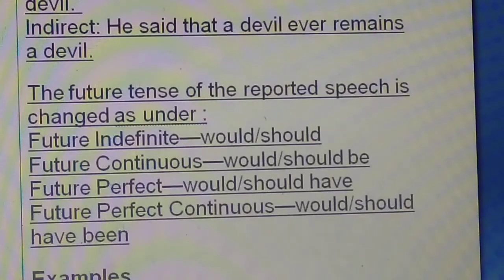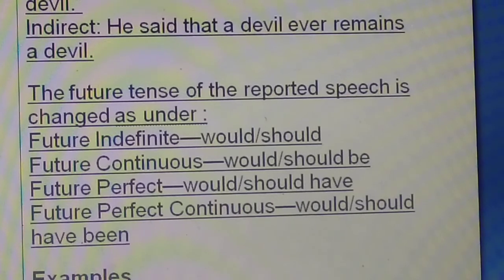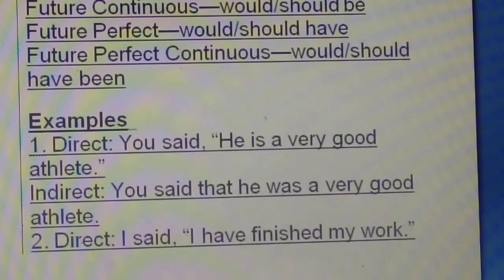The future tense of the reported speech is changed as under. Future indefinite: would, should. Future continuous: would, should be. Future perfect: would, should have. Future perfect continuous: would or should have been.